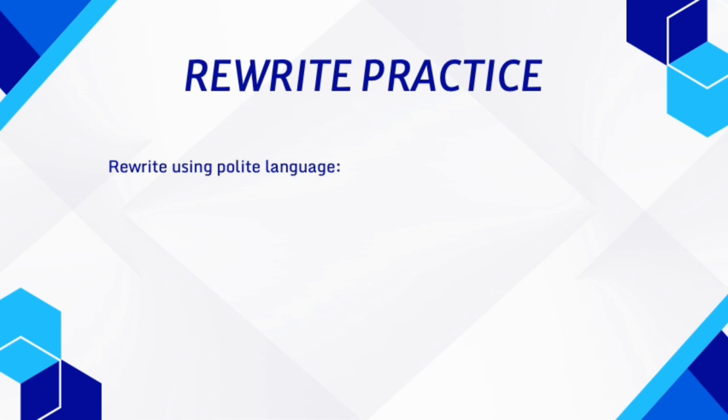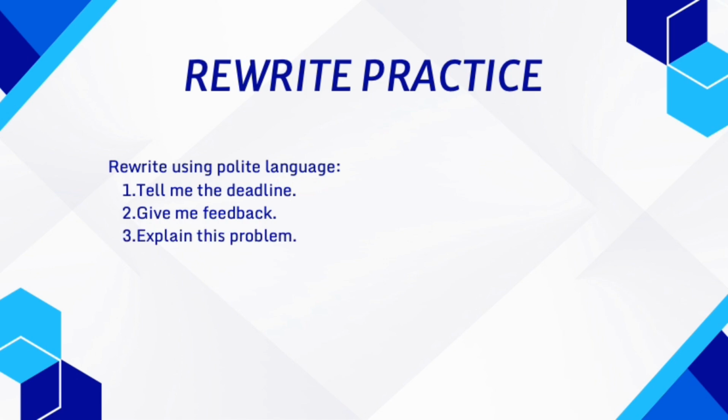Now let's practice rewriting these sentences using polite language. Tell me the deadline. Talk to your partner. How would you say that in a polite way? Give me feedback. That's not very polite. It's direct, but you could also be polite. So talk to your partner about what you would say instead of give me feedback. Explain this problem. There are some words you could add to make this more polite. Discuss the answer with your partner.